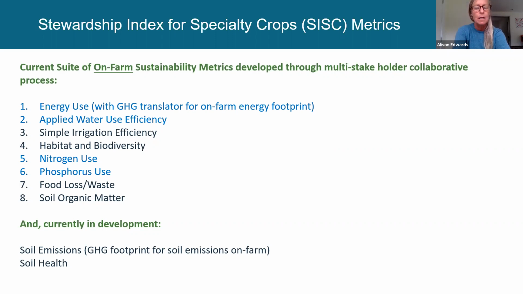One of them is a soil emissions metric. So our current GHG metric is just on-farm energy use, which I will get into in a little more detail in a second. And we're working on creating a soil emissions measurement tool with Colorado State right now that's specific to specialty crops. So it'll be crop specific and location specific. And then we're also embarking on some soil health metric development for specialty crops.